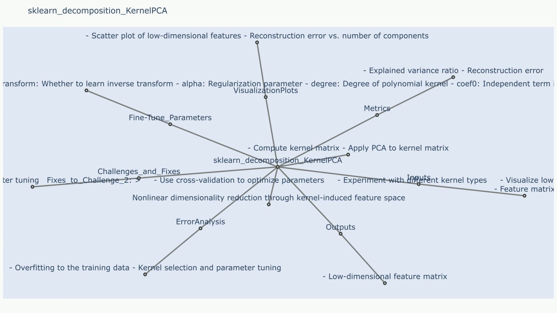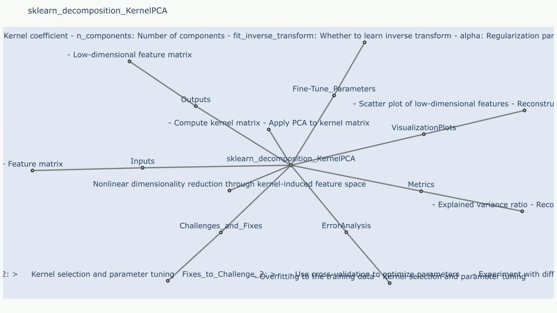Inputs: X, a NumPy array or pandas data frame containing the data to be decomposed. Each row represents a data point, and each column represents a feature. Kernel: the kernel function to be used. The default is RBF, radial basis function. Other options include linear, poly, sigmoid, and custom kernels.